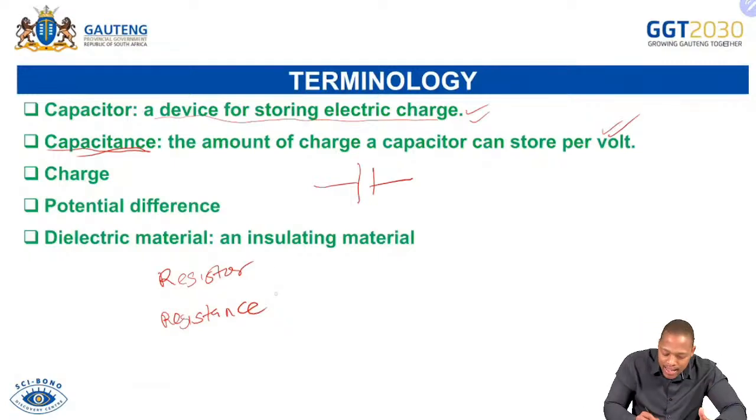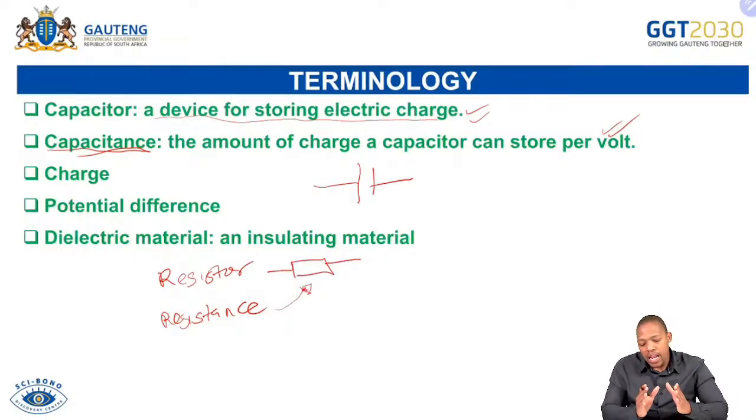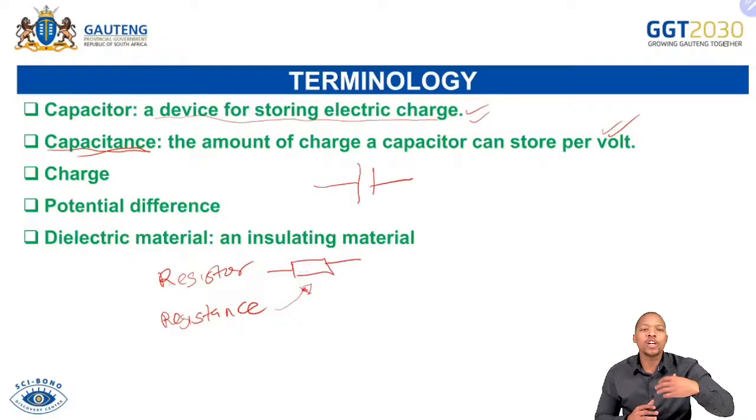A resistor is an actual device, right? A resistor is an actual device. Then resistance, okay, is the limiting power into current by this resistor. How much does it limit the current? It's the idea, it's the concept. The concept is resistance, the device is resistor. Okay, you want to have resistance, you need a device called a resistor. It will give you resistance. Okay, you want capacitance, you need a device called a what? A capacitor. It will give you capacitance.